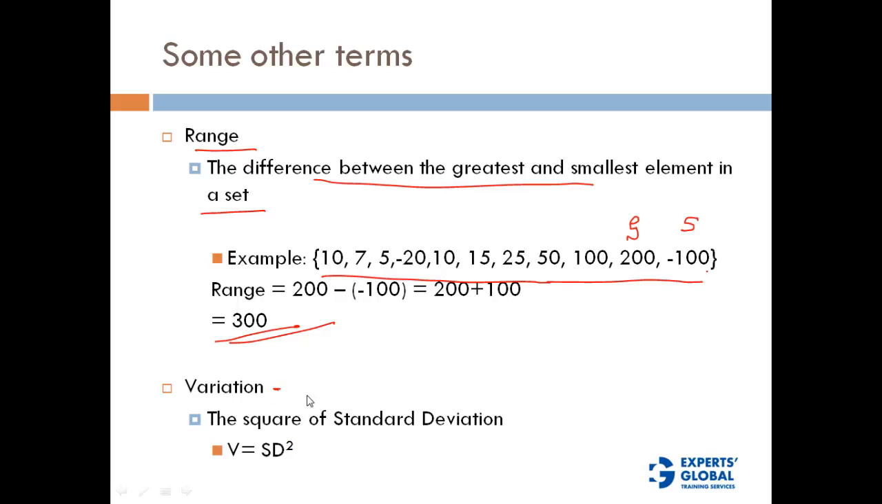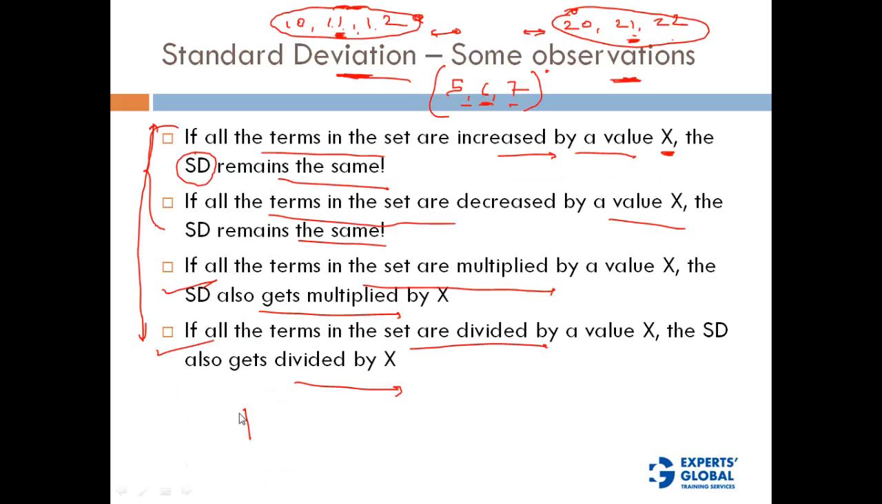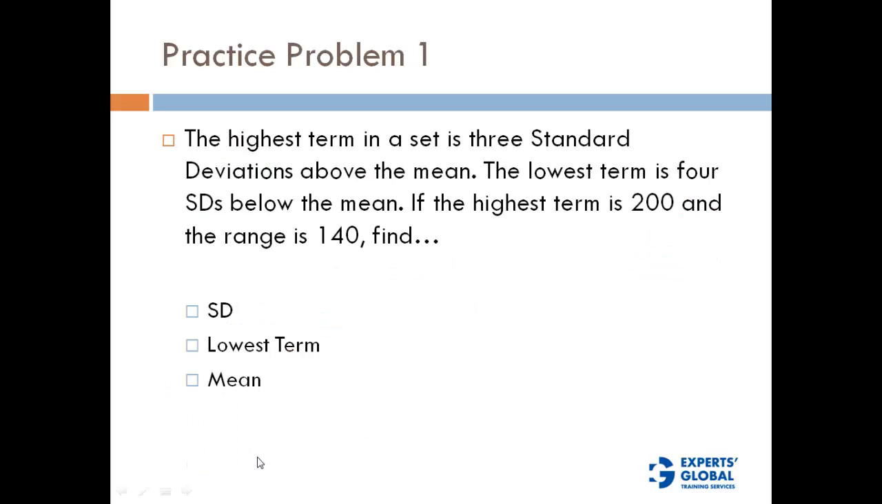Variation is defined as square of standard deviation. So variation is equal to standard deviation square. You will see that variation also tends to exhibit these qualities. So let's look at practice problem 1. Please pause the video and give it a try.